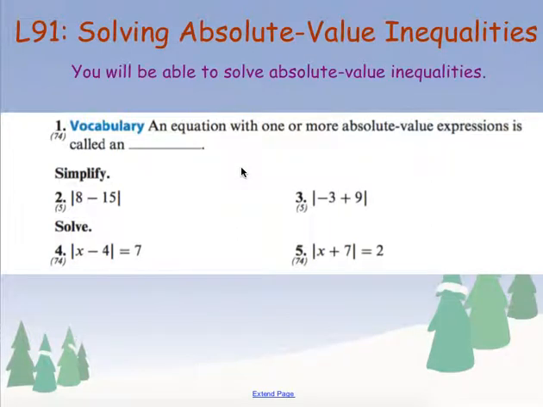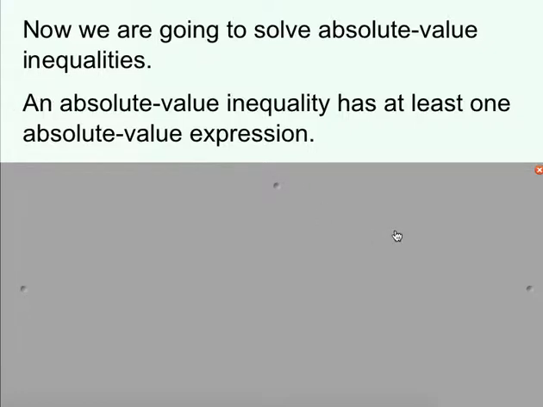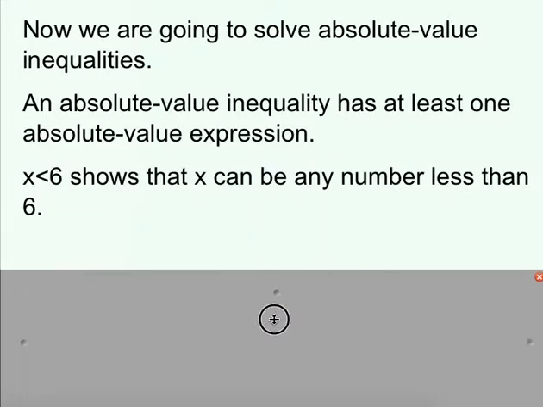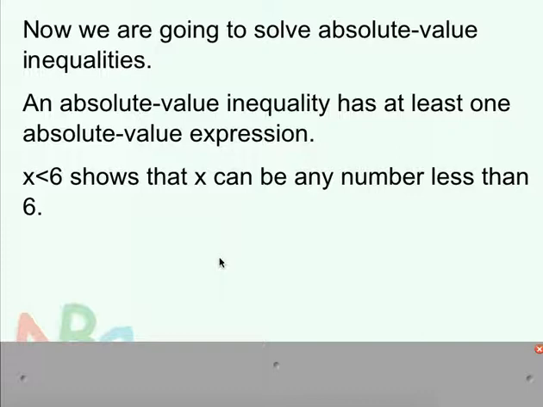Algebra 1, Lesson 91. We are combining a couple different ideas here that we've looked at in the past, both absolute value and inequalities, so that we can solve absolute value inequalities. So first, an absolute value inequality has at least one absolute value expression. Say we think about an inequality like x is less than 6. That means that we have an infinite number of solutions when x is less than 6. So all of those that are under 6.